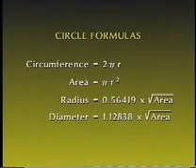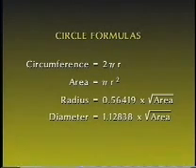Some other formulas dealing with curves are shown in this graphic. They are: circumference equals 2 times pi times radius. Area equals pi times radius squared. Radius equals 0.56419 times the square root of area. Diameter equals 1.12838 times the square root of area.